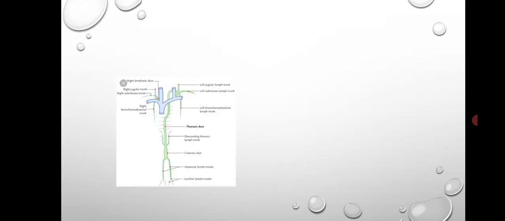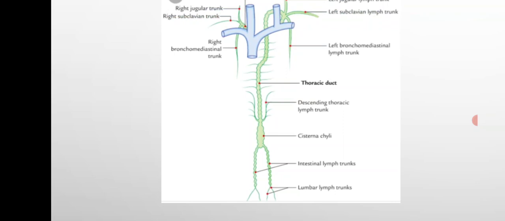Now moving to the tributaries. So what are its tributaries? These are the lumbar lymph trunks. This is the intestinal lymph trunk, so whatever lymphatic fluid comes from the intestine goes to the cisterna chyli. Then it receives the lymph from below the diaphragm. It receives lymph from both halves below the diaphragm and the left half above the diaphragm.